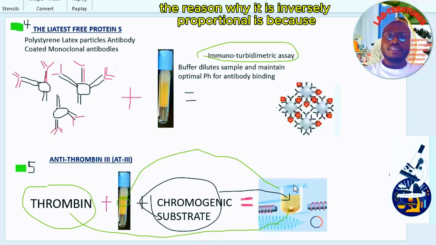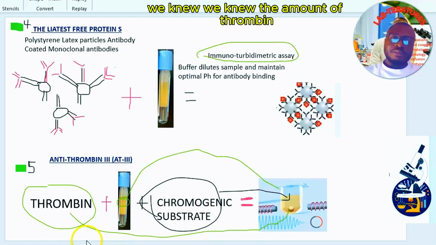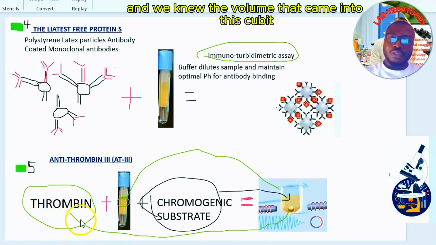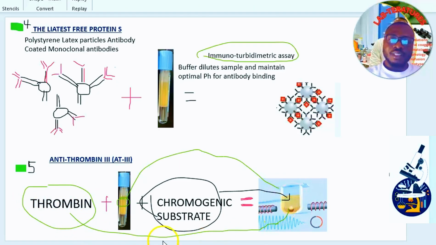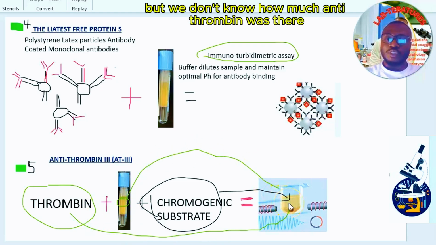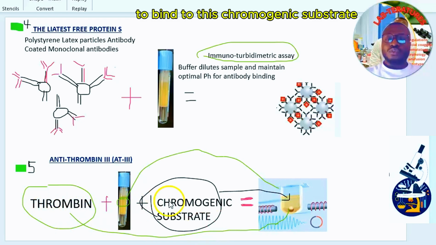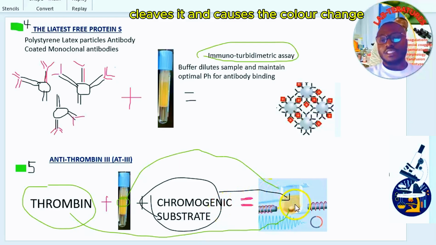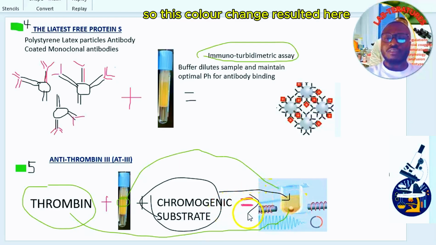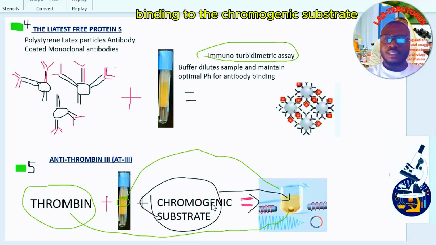The reason why it is inversely proportional is because looking at this reaction, we knew the amount of thrombin and we knew the volume that came into this cuvette. And we know the volume of antithrombin that came into this cuvette, but we don't know how much antithrombin was there. And it is only this thrombin that is able to bind to this chromogenic substrate, cleave it, and cause the color change. So this color change resulted here is a result of thrombin binding to the chromogenic substrate.